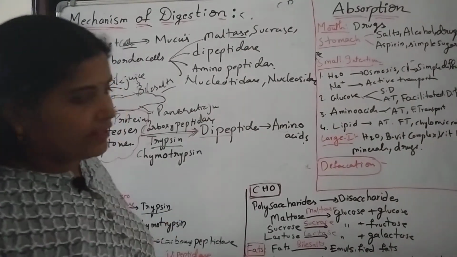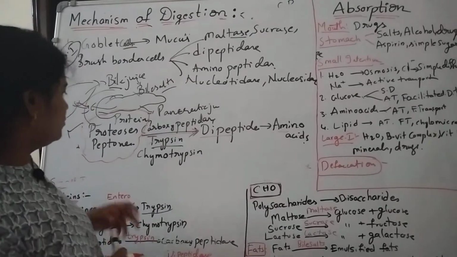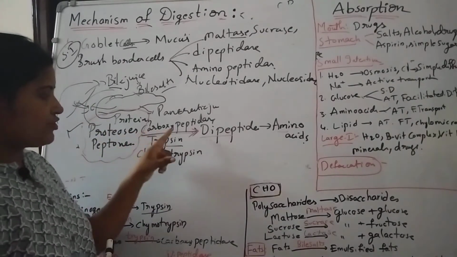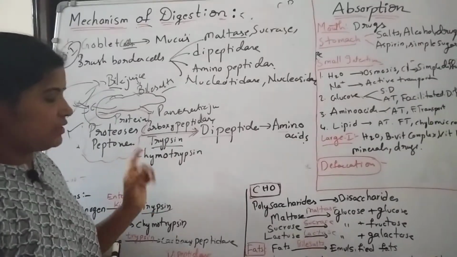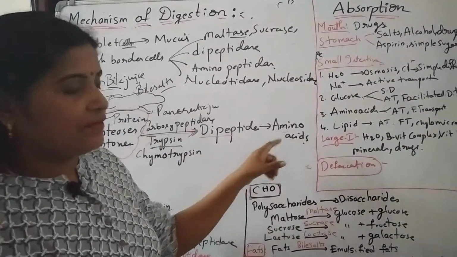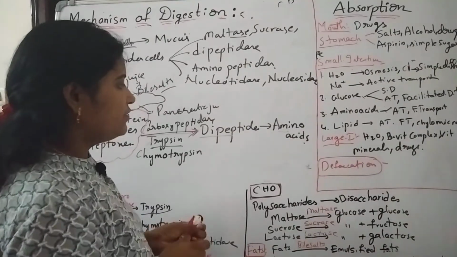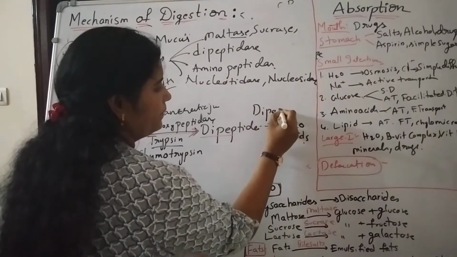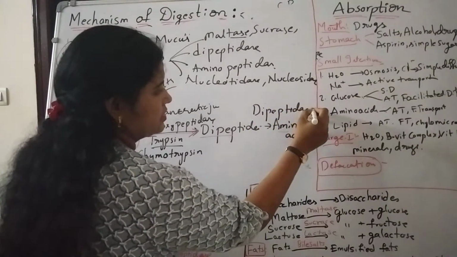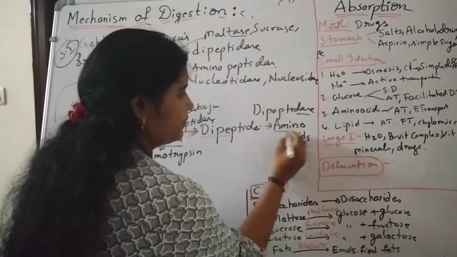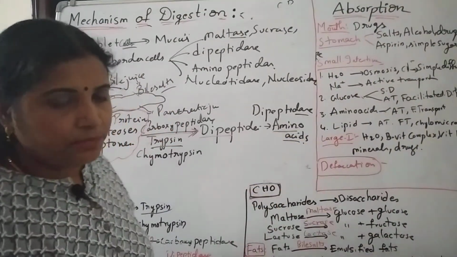Next, carbohydrate digestion in the small intestine. All of you note down here. Proteins, proteoses and peptones, with the help of carboxypeptidase, trypsin and chymotrypsin, are converted into dipeptides. These dipeptides are converted into amino acids with the help of the enzyme dipeptidase. Amino acids are the simple proteins.